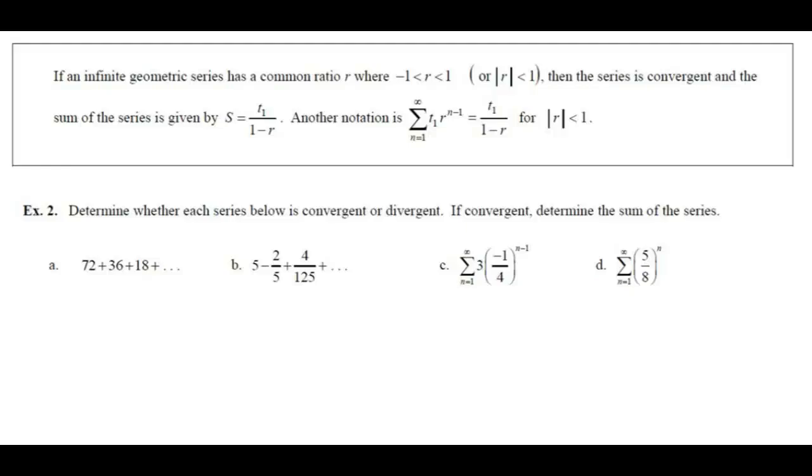If an infinite geometric series has a common ratio between -1 and 1, or the absolute value of which is less than 1, the series is convergent, and the sum of the series is given by t1 over 1 minus r. Now, do you want to go back and answer that previous question?